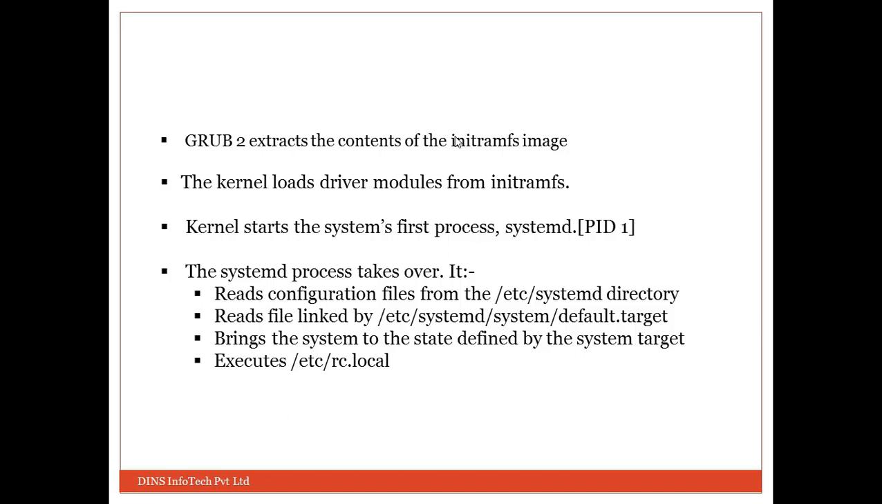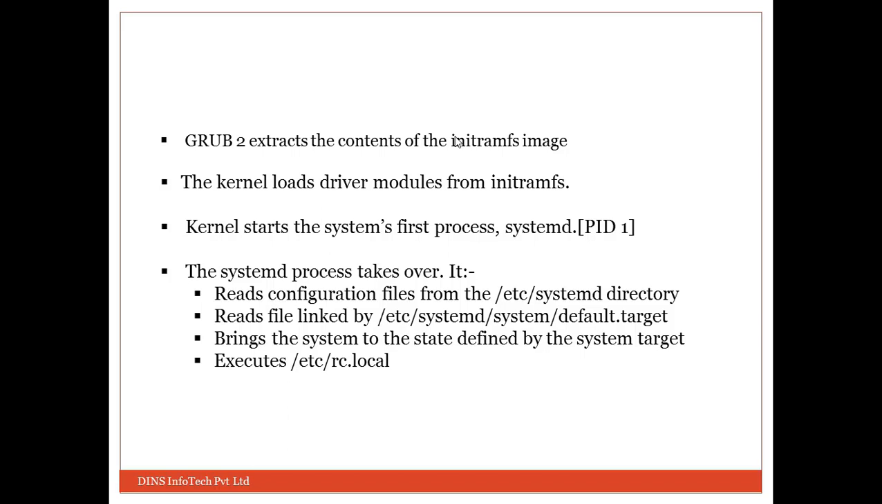In RHEL7 the first process is systemd, having process ID 1. In prior versions of Linux, the first process was init, and init had process ID 1. This is the parent process of all processes. Now this systemd process takes over, and control will transfer to the systemd process. It will run a number of configuration files from the system, and at last you will get a login prompt.